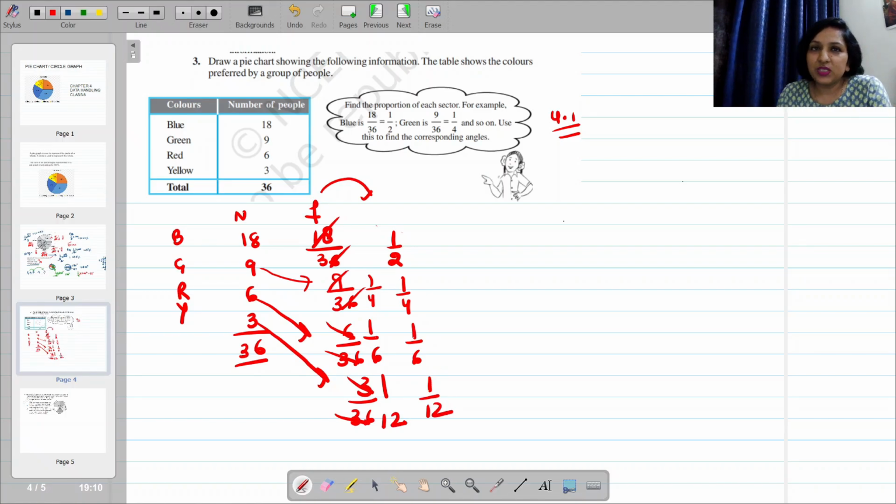Okay, this much is understood. Now we need to get a degree from this fraction. Okay, so how do we create degree from the fraction? Total degrees in a circle are 360.